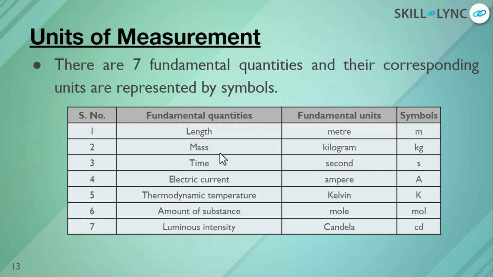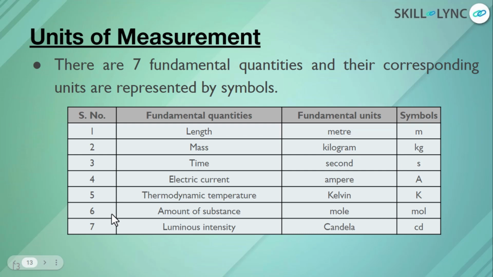The fourth fundamental quantity is electric current. The fundamental unit of electric current is ampere. The symbol of ampere is capital A. The fifth fundamental quantity is thermodynamic temperature. The fundamental unit of thermodynamic temperature is Kelvin. Kelvin is represented by the symbol capital K.